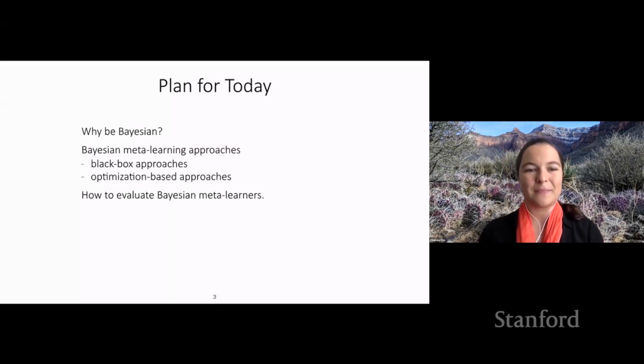Today we're going to be talking about Bayesian Metalearning, and specifically we'll talk about what are the benefits of this class of approaches. We'll describe different ways to integrate Bayesian graphical models into metalearning approaches, both for black box approaches and optimization-based approaches. And then finally, we'll talk about evaluation and the different kinds of things that you can do when you have a Bayesian metalearning algorithm.